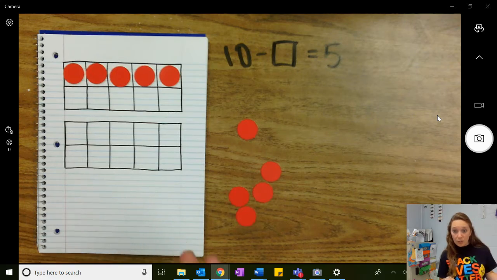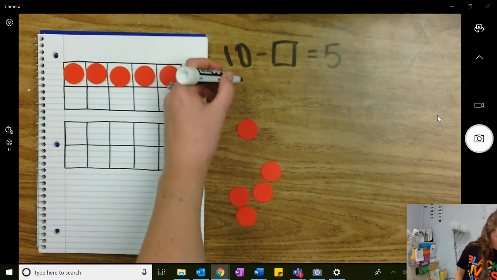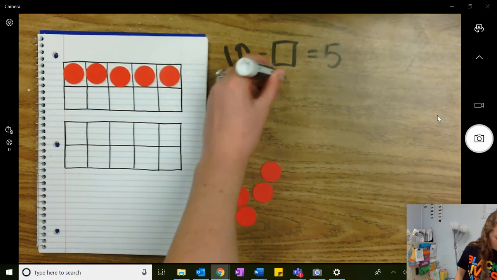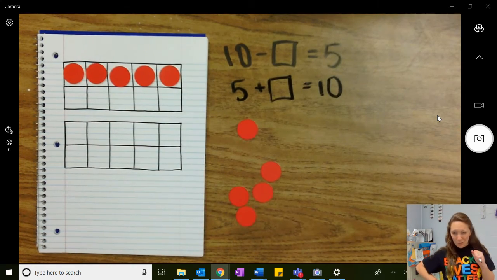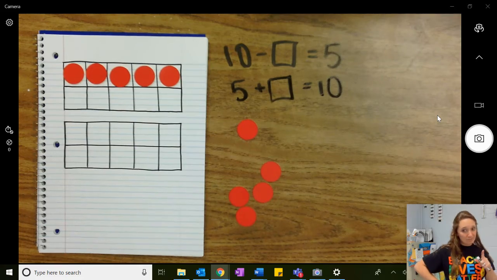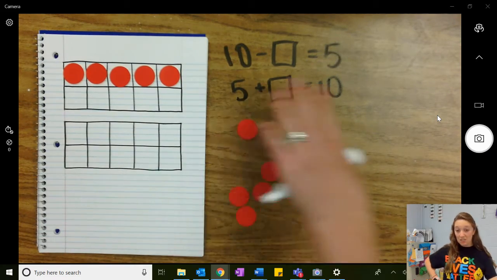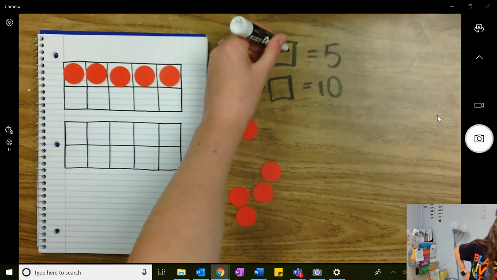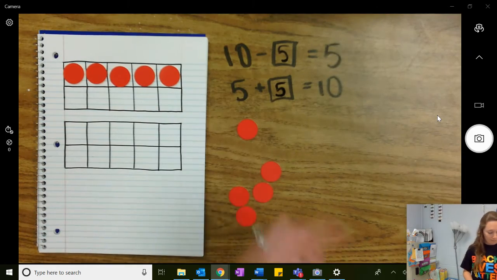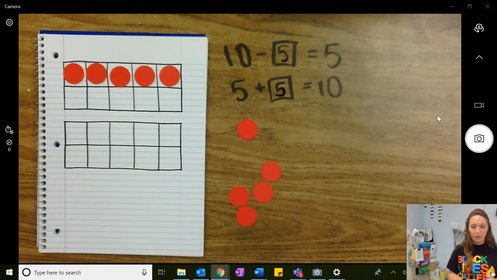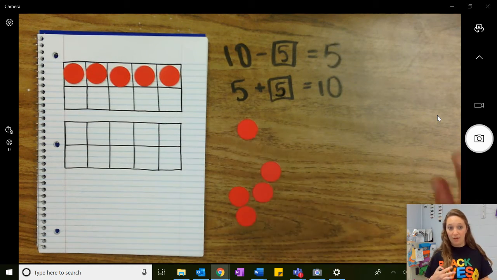It's a little bit of a weird equation. So another equation that we can write that still matches is 5 plus unknown equals 10. Did you think about fact families just now? Well, you are correct. Yes, this is a fact family. 10 minus 5 equals 5, and 5 plus 5 equals 10. The unknown was 5. Now we're going to try it again with a different number.